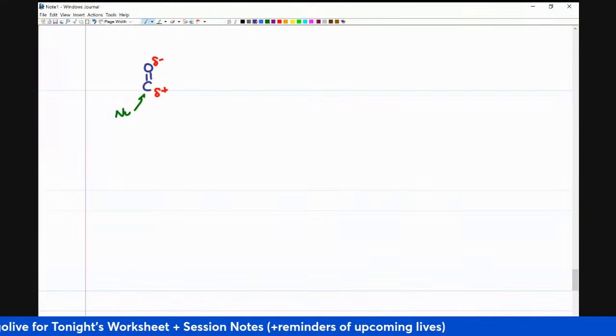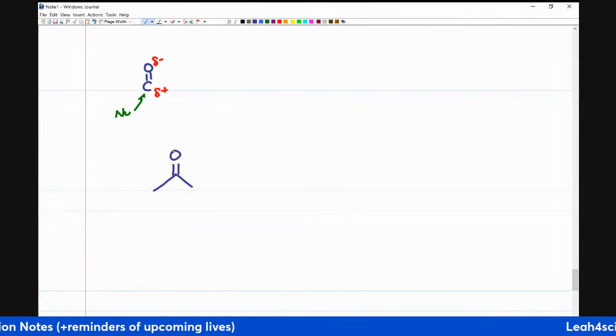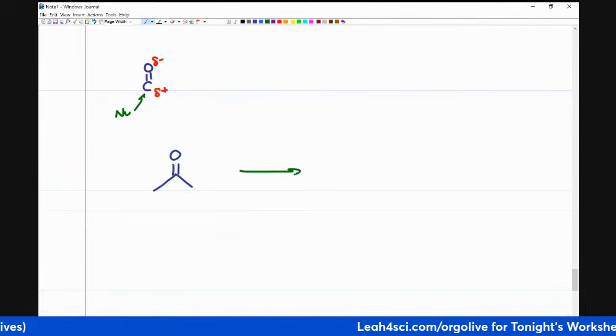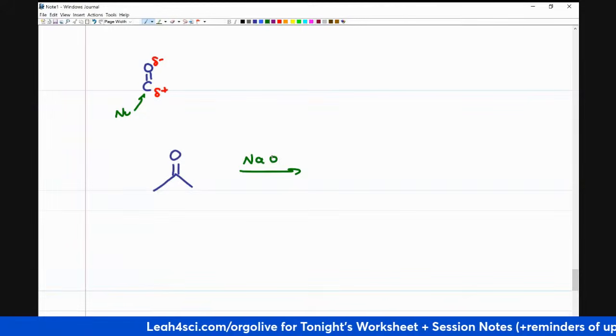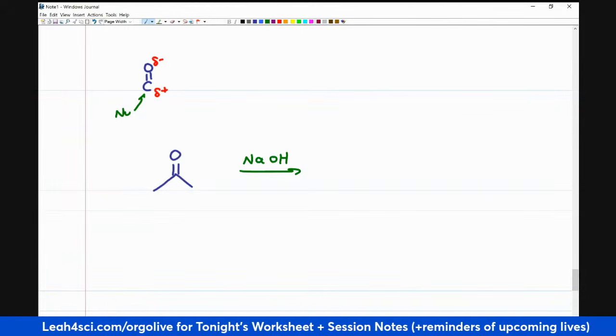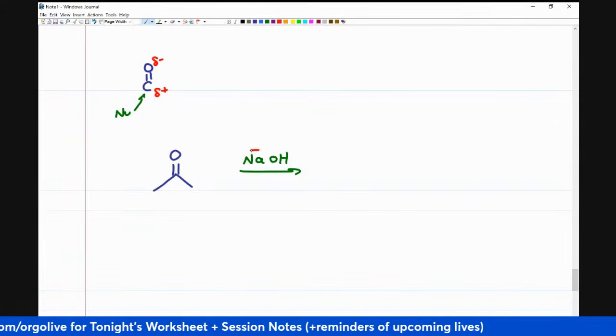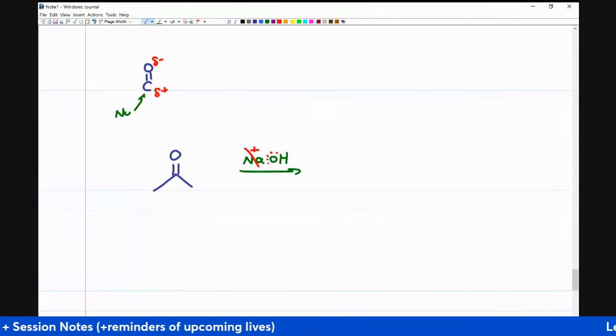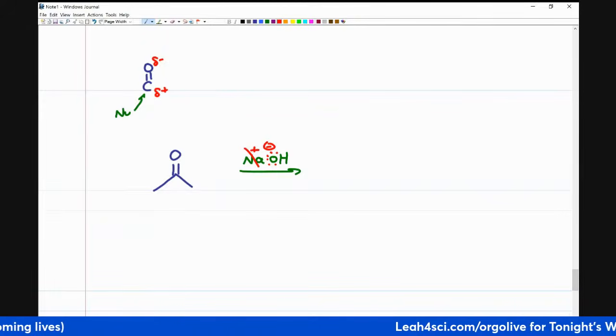Let's start talking about specifics with these reactions. The simplest one we can talk about is hydration. If I have a ketone or an aldehyde, it'll work the same way. And I bring this into a situation of, let's go with a base like NaOH. Anytime you see NaOH, recognize that you have a positive spectator. Get rid of it. OH minus, that is the nucleophile. That is the reactive species in question.